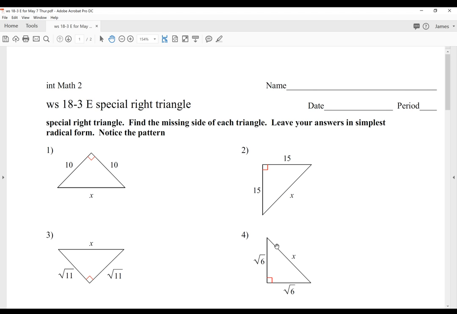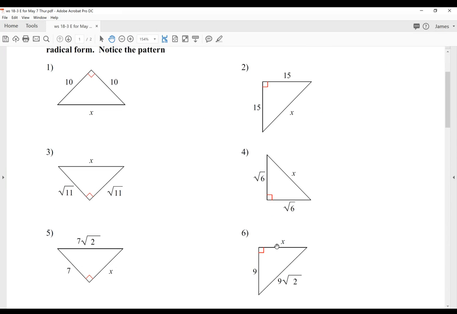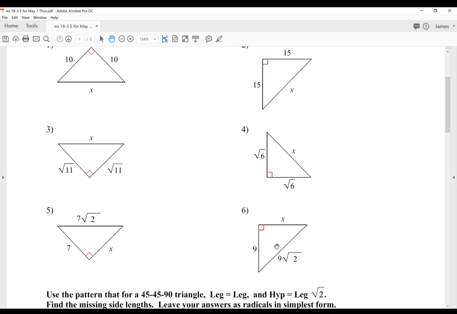Okay, continuing on with something new. So 1, 2, 3, 4 is just a review. We're using Pythagorean theorem, same as yesterday. So like number 3, if you're using from the 90 degree, a squared plus b squared, you should set it equal to c squared, which happens to be x squared. So we're going to be squaring first, and then you add.